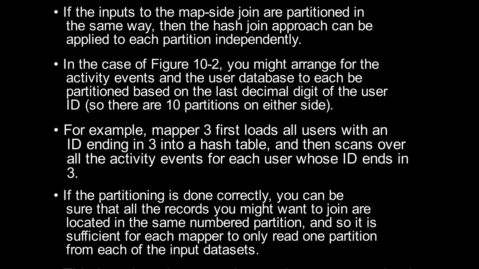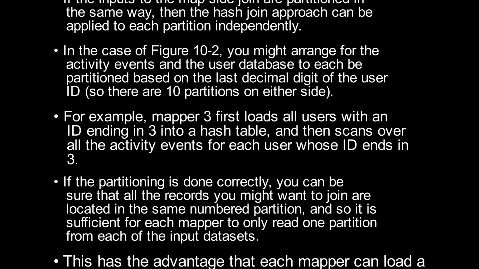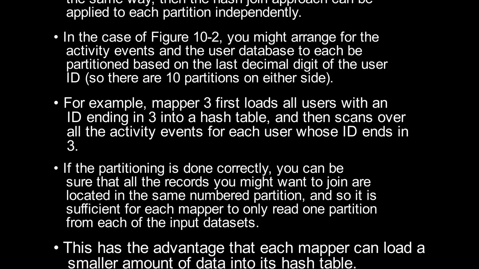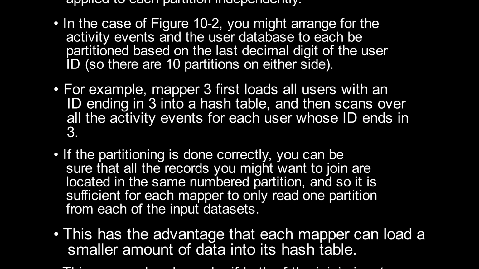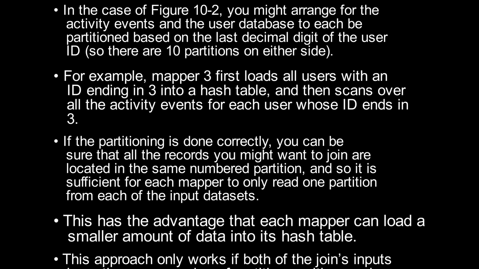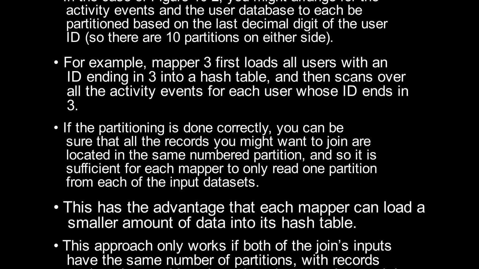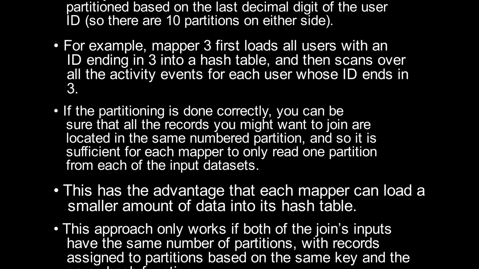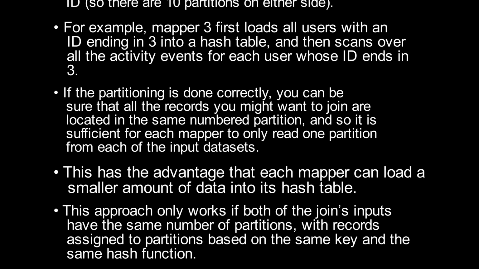If the partitioning is done correctly, you can be sure that all the records you might want to join are located in the same numbered partition, and so it is sufficient for each mapper to only read one partition from each of the input datasets. This has the advantage that each mapper can load a smaller amount of data into its hash table.